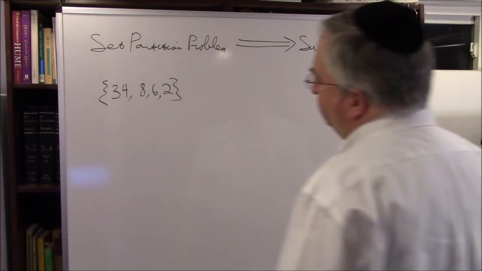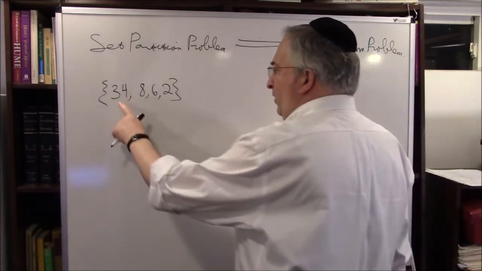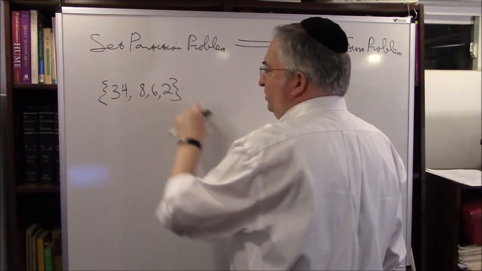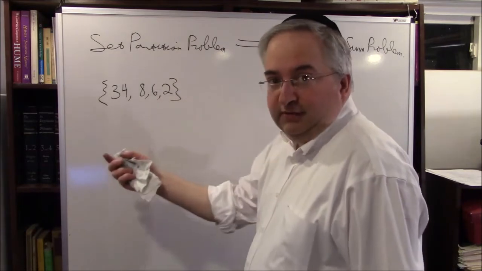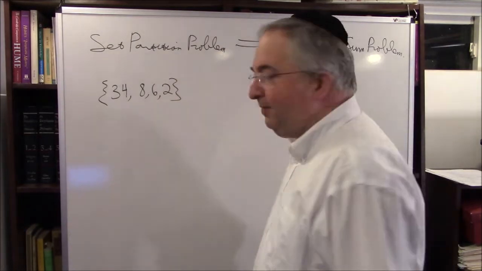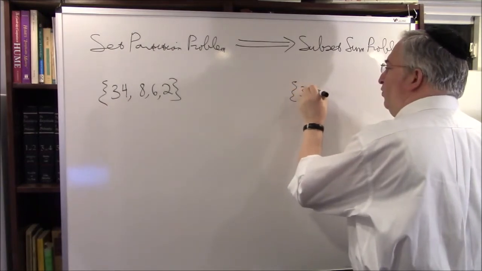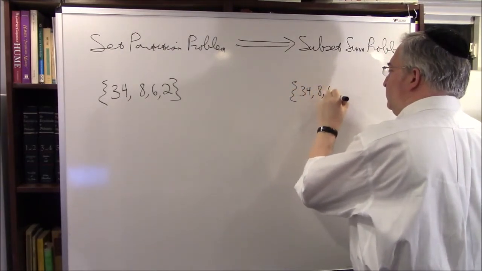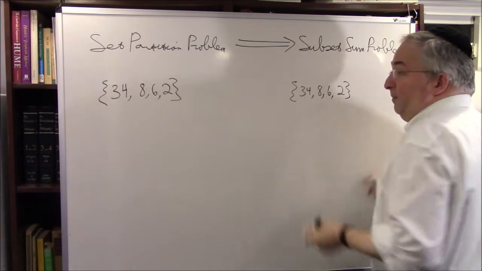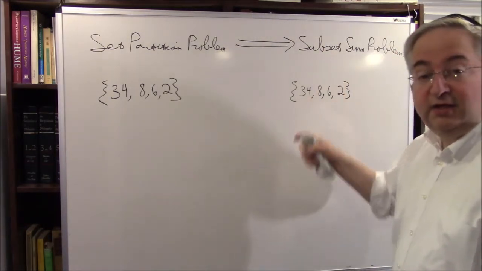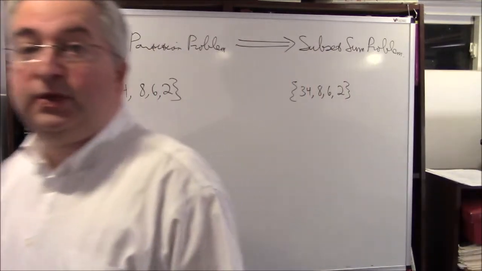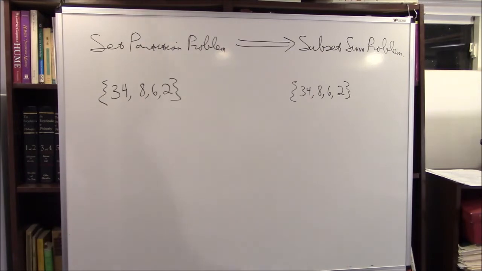Okay, let's do another example. 34, 8, 6, and 2. By the way, all even. So this is definitely, the sum of it is all even. I'm going to change this problem into 34, 8, 6, and 2. Okay, well, one second. That is not a problem here because I didn't give a capacity.